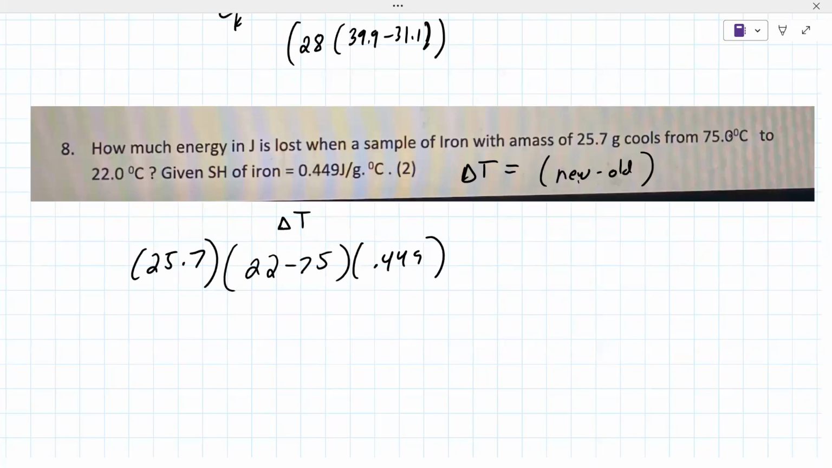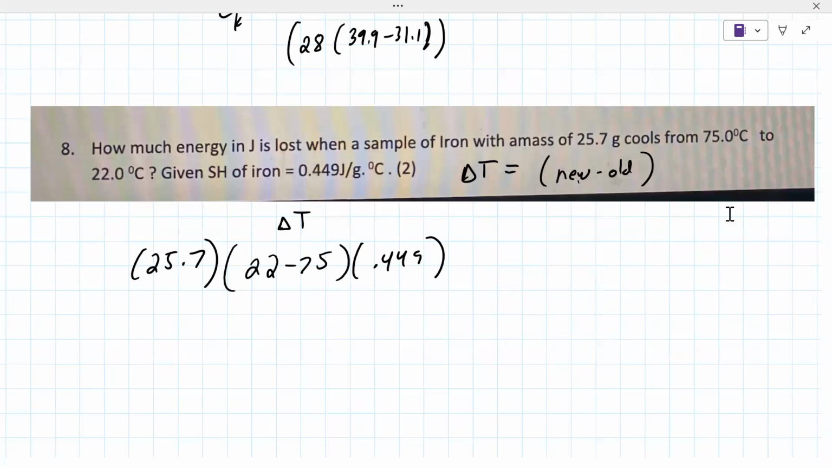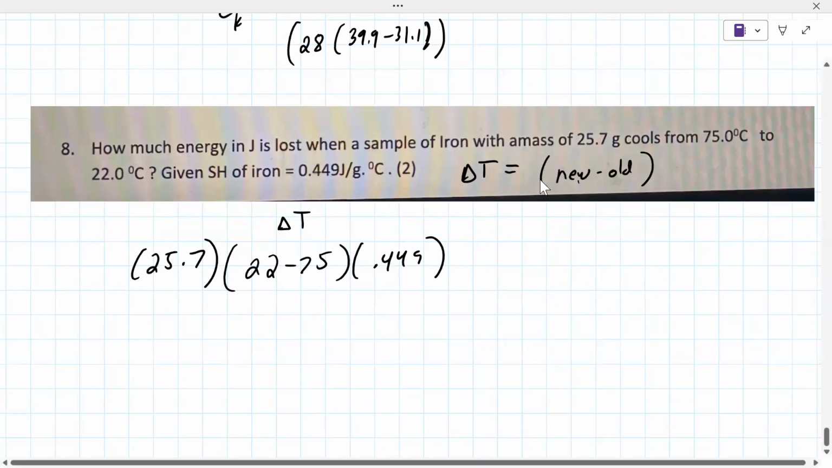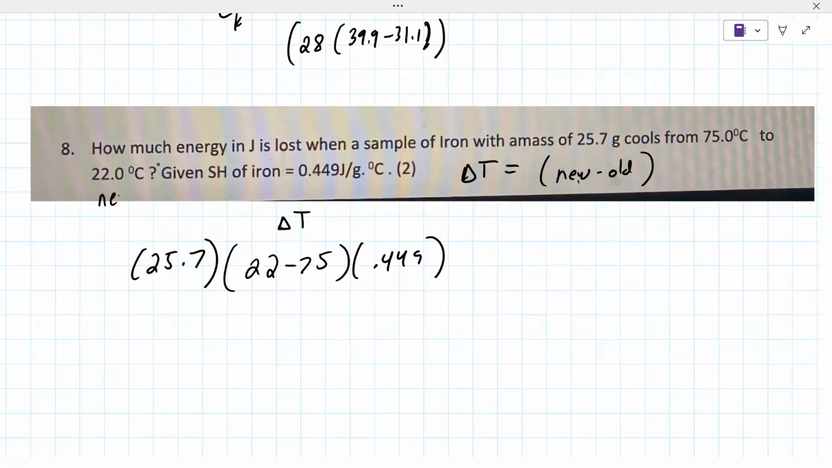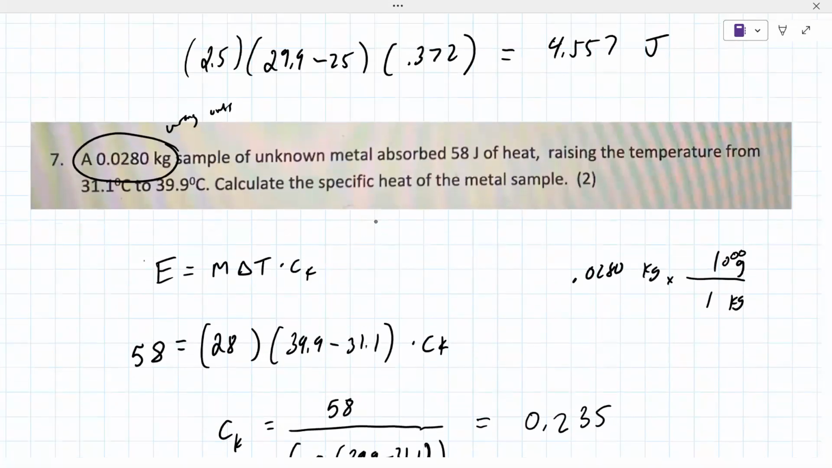But I thought we would do 75 minus 25.7. That's how we always set it up in class. Well, the difference again is it's the new minus the old. The new is the 22. The old is the 75. What it started at is considered the old. If you go back to the previous problem, the new temperature happened to be larger, but it doesn't always have to be that way.